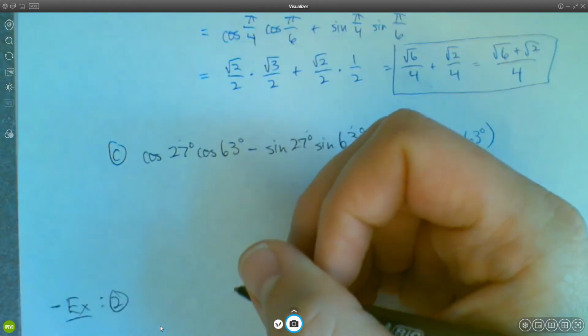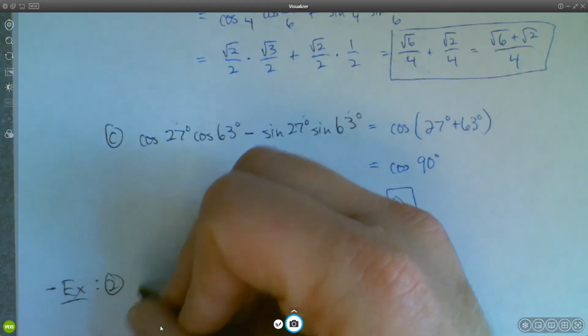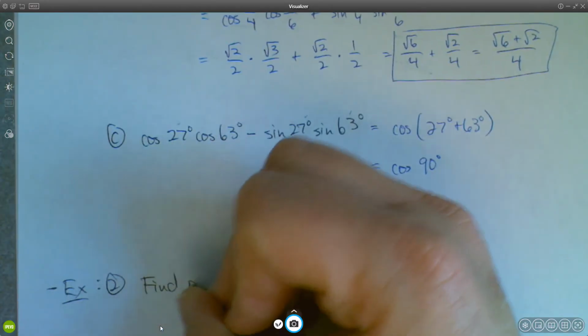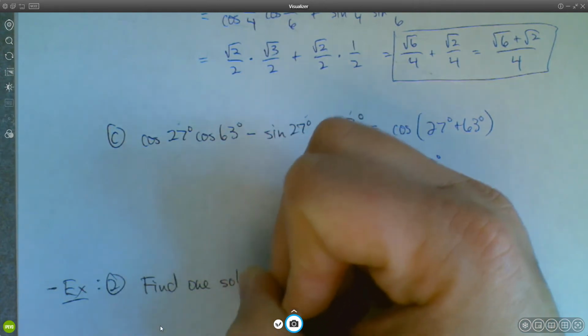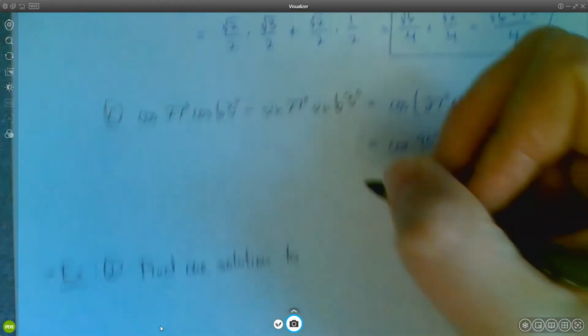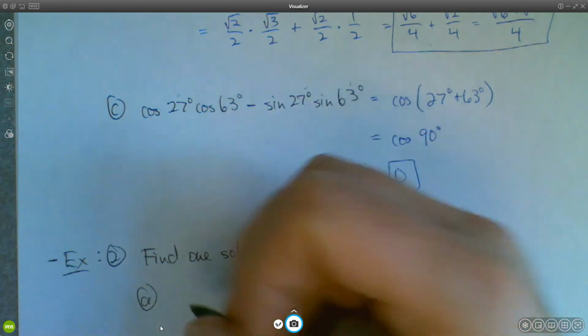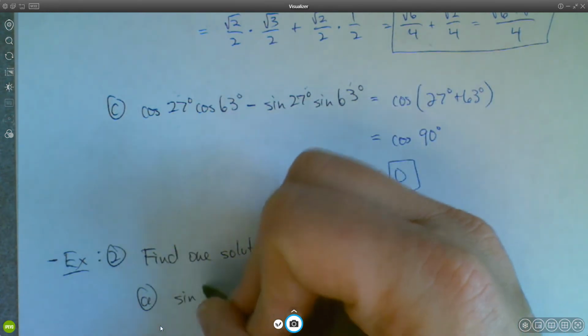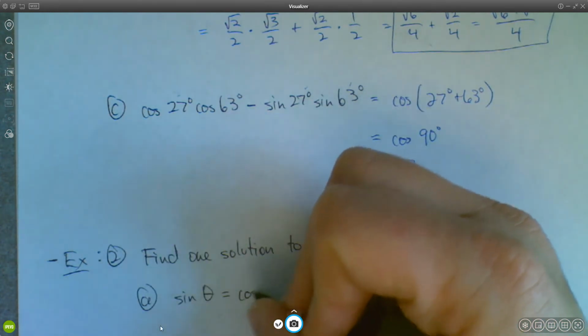So we're gonna solve some trig equations here. So let's find one solution to sine theta equals cosine of 12 degrees.